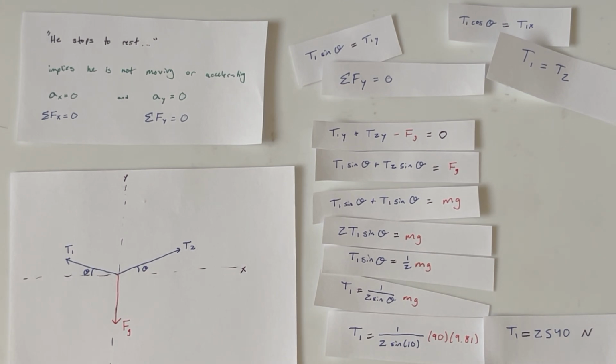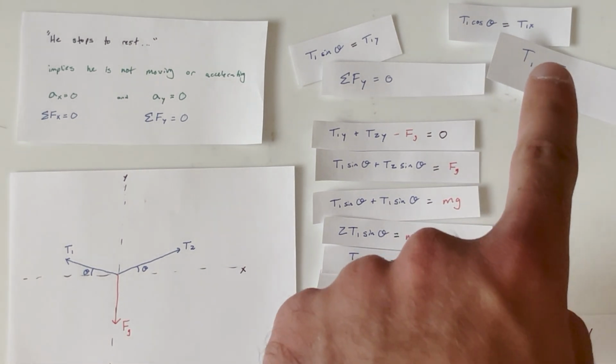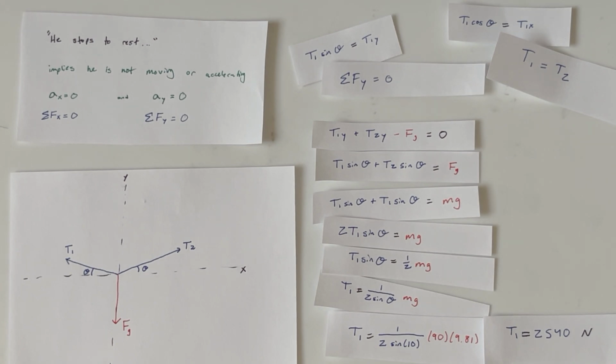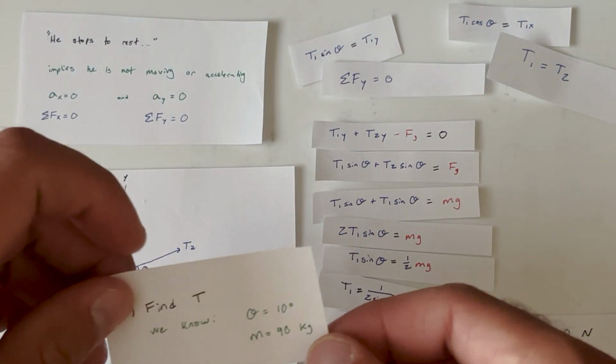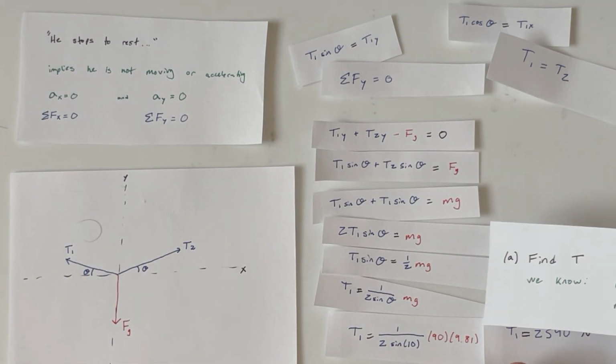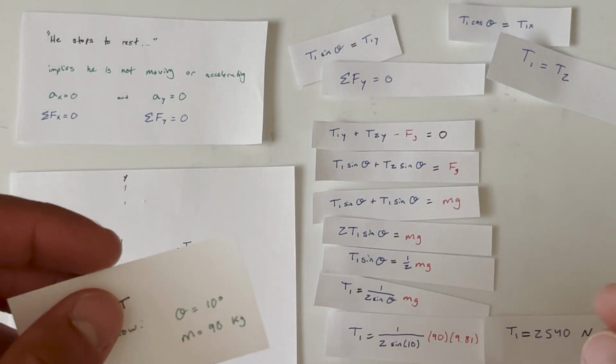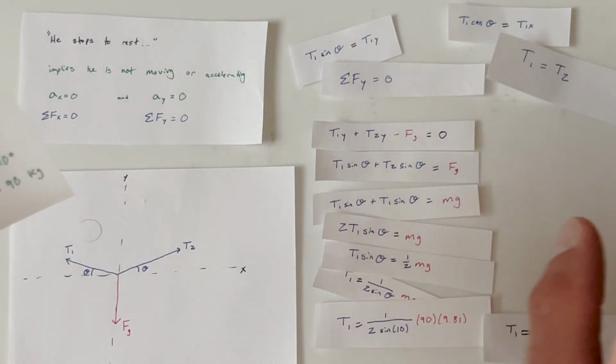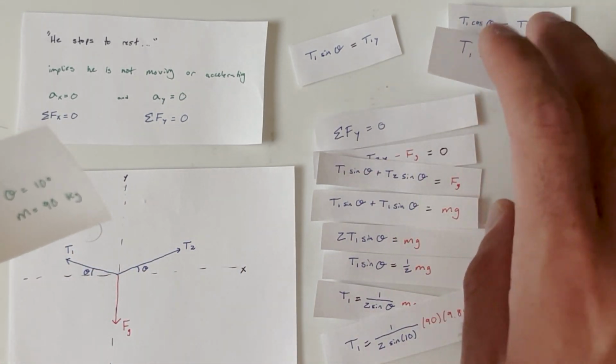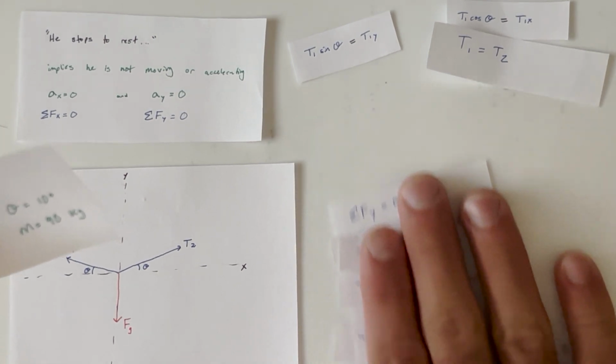And so this is tension 1. Well, we know that tension 1 is equal to tension 2. So basically, we just know that the tension is equal to this number. All right, so that's the step to part A, right? We found tension. Tension is this. So excellent. Let's go ahead and get rid of all that I don't need.